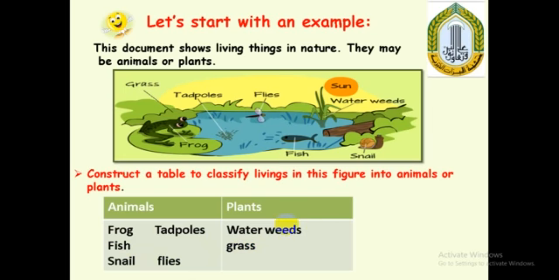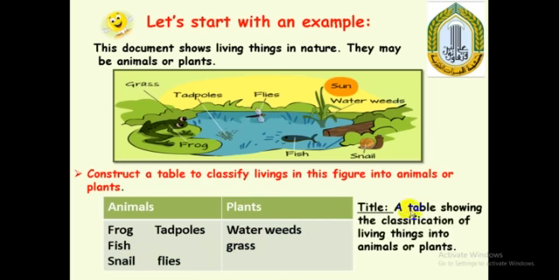The title, very good. It's a table showing the classification of living things into animals or plants. On what can we depend in order to write the title of our table? On the subtitles and the question. So in the question they told us that we have to classify the living things into animals or plants. And this is what we say in our title. We always start with a table showing the classification of living things into animals or plants.